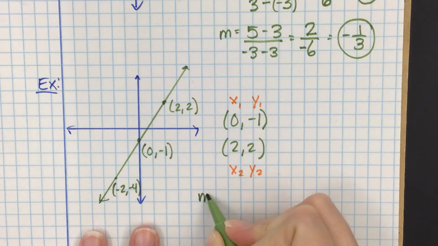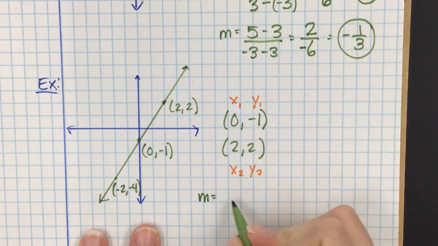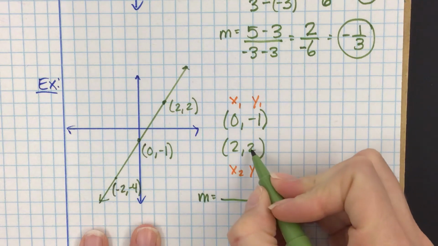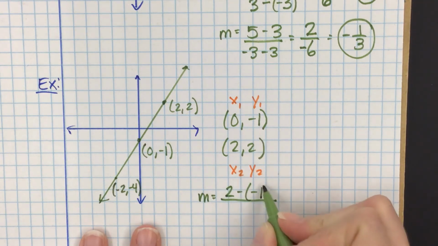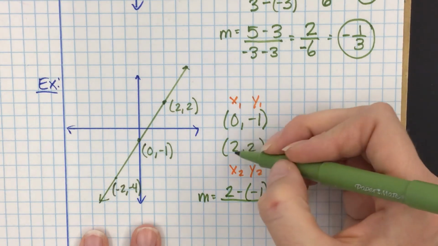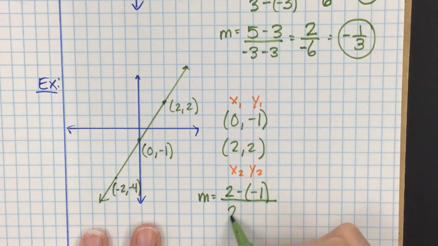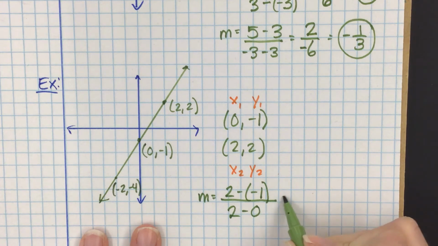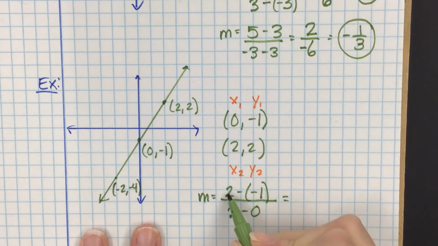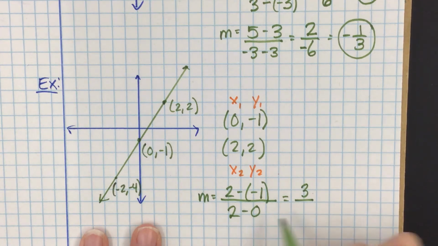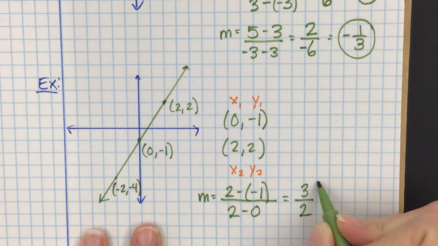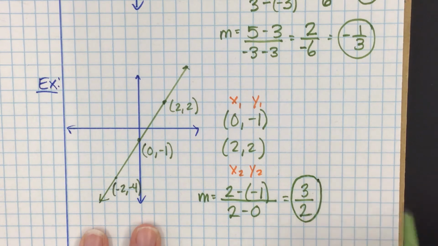Okay. So what I'm going to do is subtract my y's on the top. So 2 minus a negative 1, and then I subtract my x's on the bottom, so 2 minus 0. And 2 minus a negative 1 is 3, 2 minus 0 is 2. There's my slope.